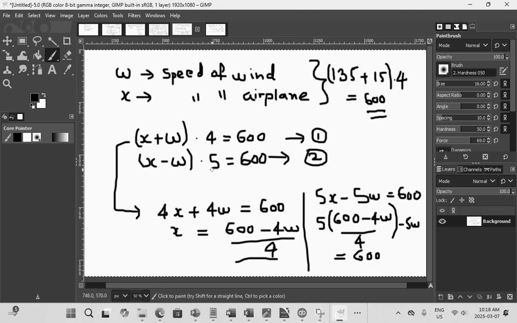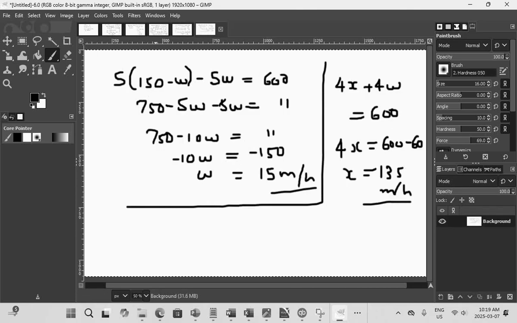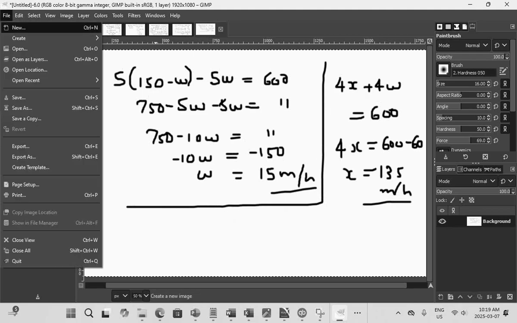Okay, same for this one. 135 minus 15 times 5, so 135 minus 15 will be 120. 120 times 5 is 600. 12 times 5 is 60, add another 0, this is 600. All right, so this is basically how you solve for this equation and verify the solutions.